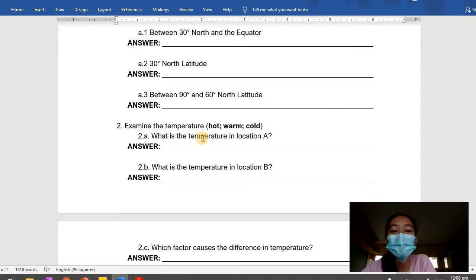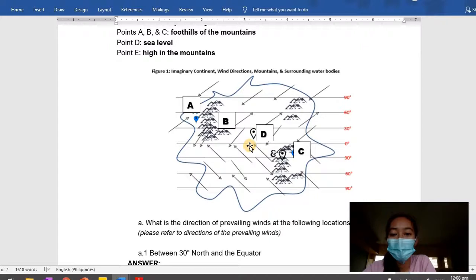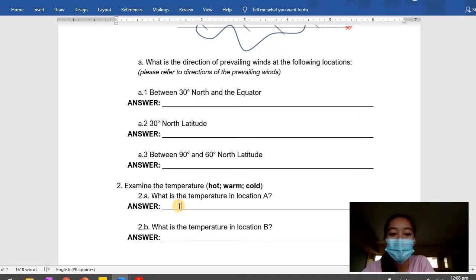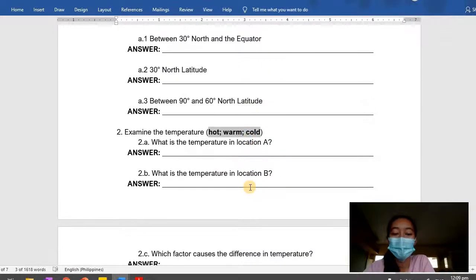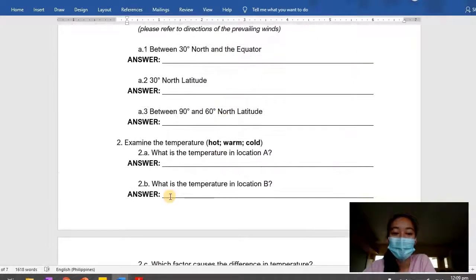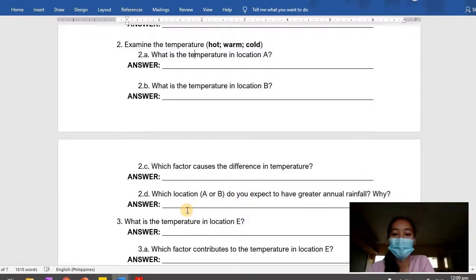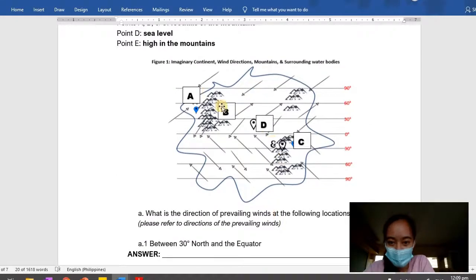Number 2, examine the temperature. If it is farther from the equator, it is colder. So just give me the words. Higher, warmer, and colder. There are choices: hot, warm, or cold. You just tell me, number 1, what is the temperature at location A, here, and B. And you answer the next questions that compare. And do not include number 3 because we have no letter E in the drawing.